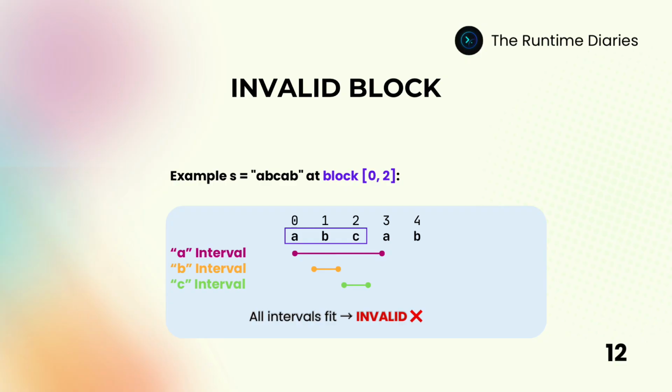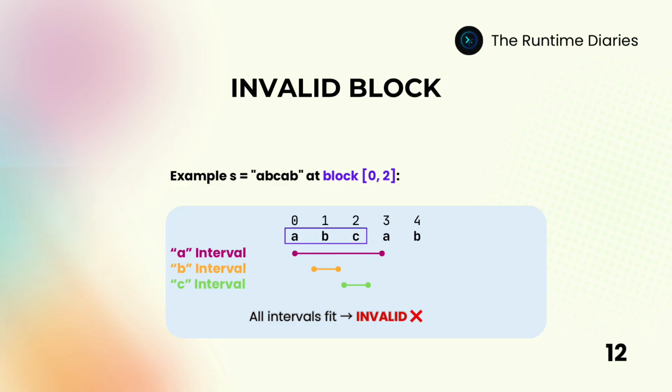Now, after sorting and merging, you might get a block like 0, 2. Does this block contain all necessary intervals? Let's check it. The block 0, 2 contains characters A, B, and C. Check A. Interval is 0, 3. Does 0, 3 fit inside 0, 2? No, it extends to index 3, which is outside the block, so this is invalid.